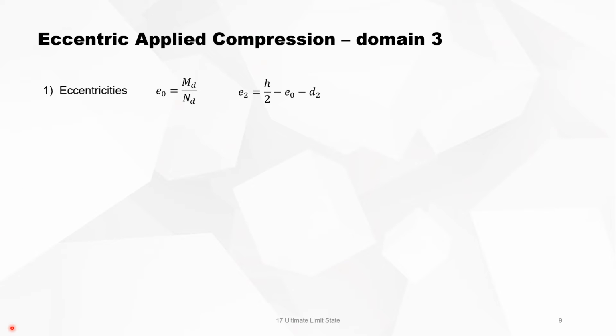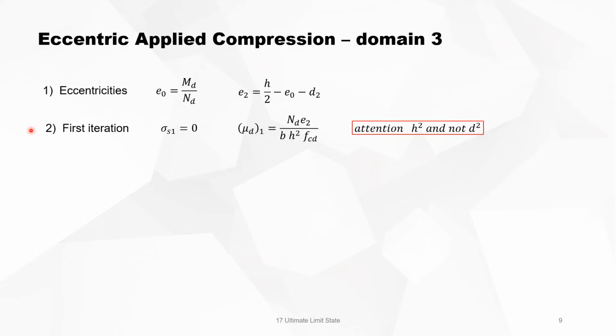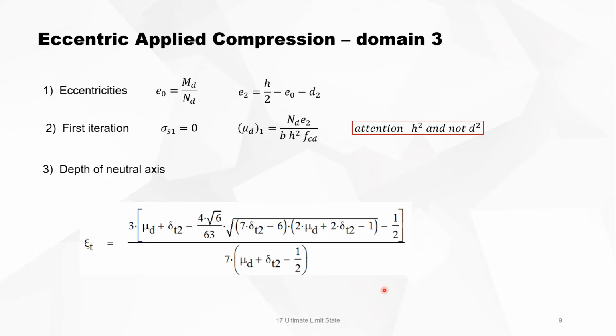The protocol, how do we calculate now the reinforcement? You first start with the eccentricities E0 and E2. Then you have a first iteration and you assume that sigma S1, the stress in the tension reinforcement or in the least compressed reinforcement, is 0. We calculate the reduced bending moment. Take care, it's h squared and not d squared. Then we look at the depth of the neutral axis with this formula.